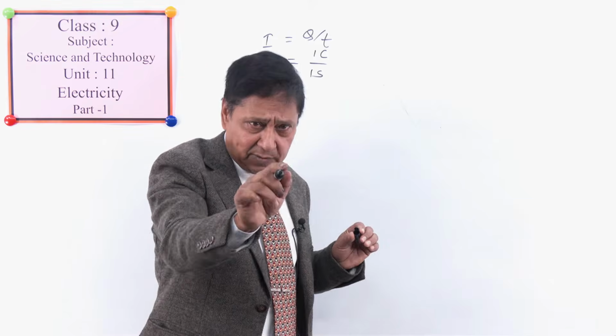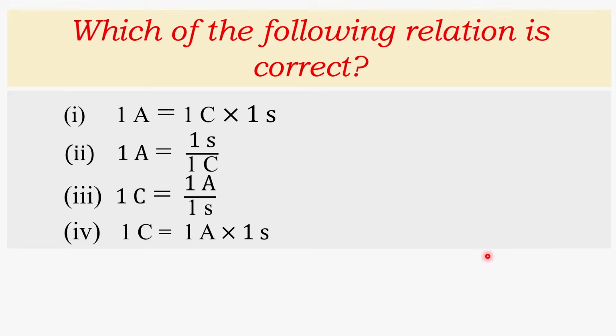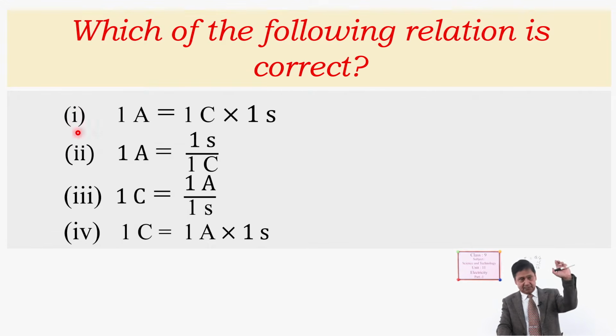The same is given here but in different ways. Look at this. 1 ampere equal to 1 coulomb into 1 second. This is incorrect because it should be 1 ampere equal to 1 coulomb upon 1 second. Yes, it is written here. This first option is incorrect. Now second option, 1 ampere equal to 1 second by 1 coulomb. Is this correct? No, this is just the reverse. It should be 1 coulomb by 1 second. That's why this is also incorrect.